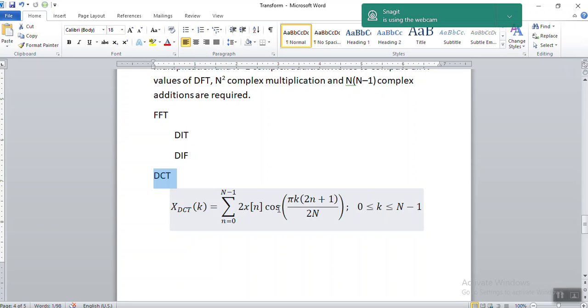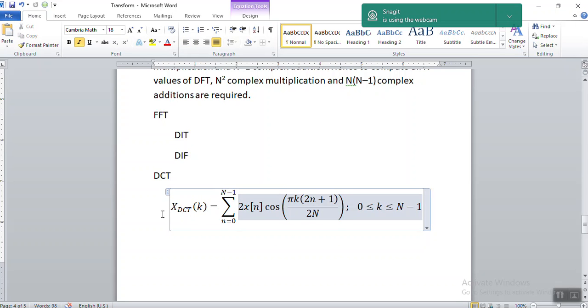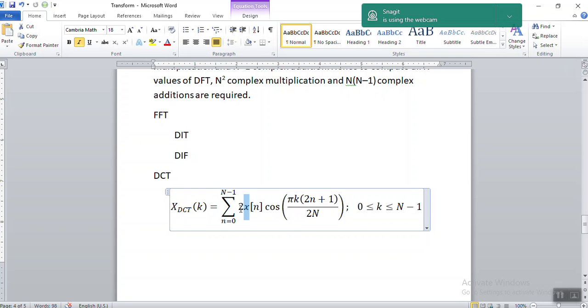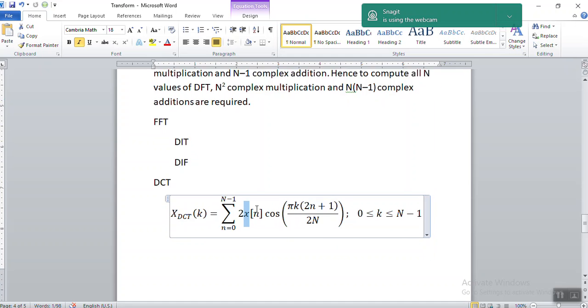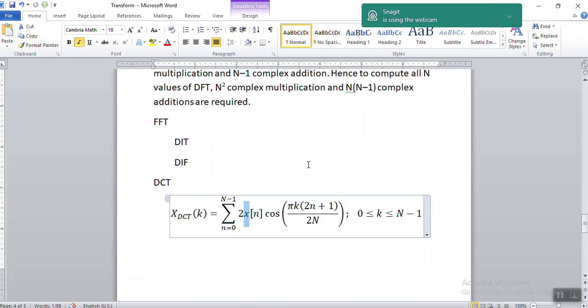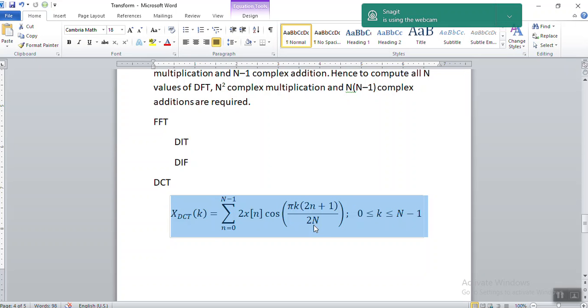Since it is twice the length of x of n, and if you take the cos of that part, cos of 2 pi by N into k n, since it is twice the length, it is cos of pi k into (2n plus 1) divided by 2N. So, this is the definition of the DCT.